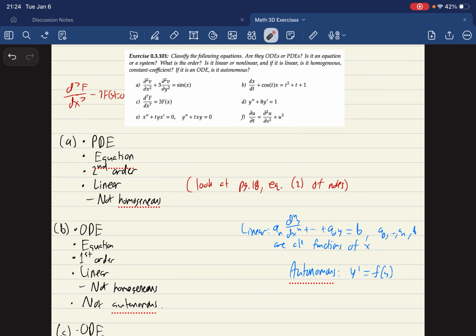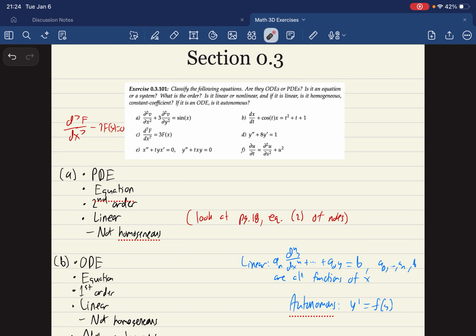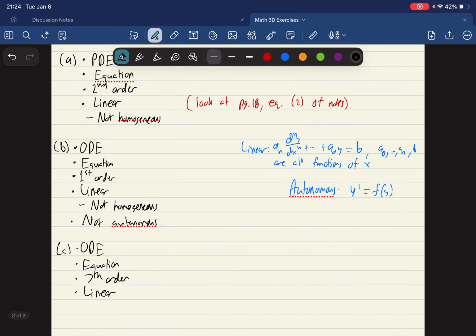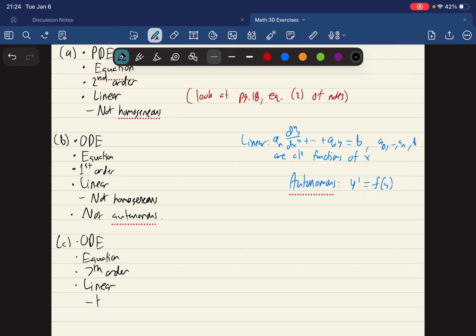It is also homogeneous because when we brought all of the terms involving f and its derivatives to the left side, leaving all of the terms only depending on x on the right side, there were no terms. The right side was left to be 0, so this is homogeneous.